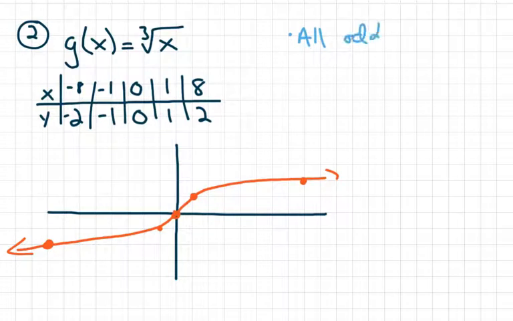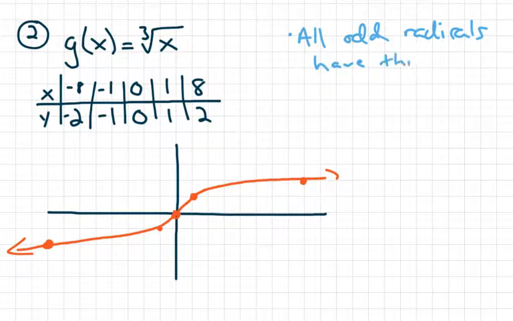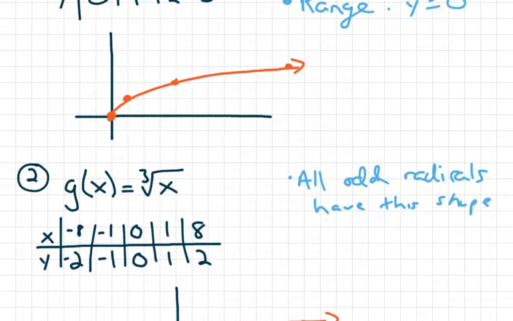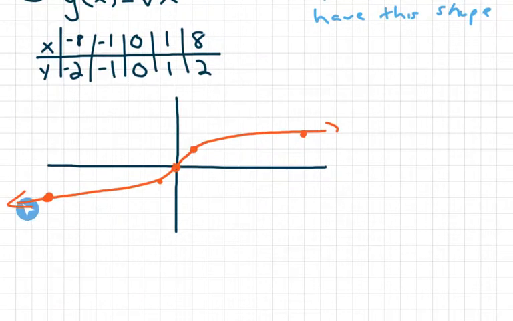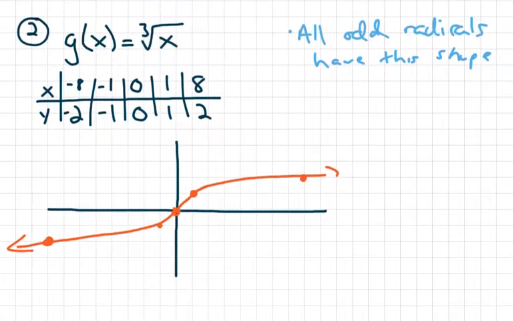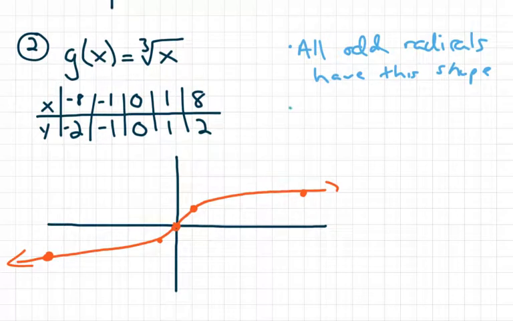All odd radicals have this shape. And notice I put an arrow on both ends because we can have positive numbers under the cube root, we can have negative numbers under the cube root. With this one we couldn't have negatives, so we don't put the arrow on the left. With this one, since we can have negatives underneath the cube root, we can go to the left forever. So keep that in mind as you're drawing your picture. Odd radicals are going to have 2 arrows, even radicals only have 1.